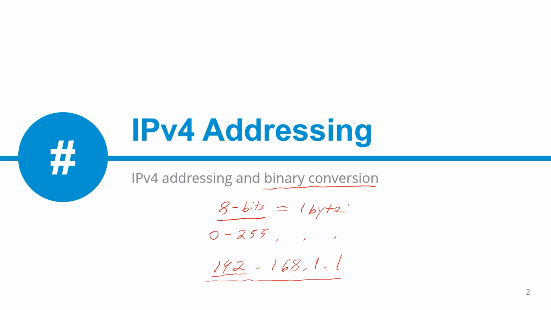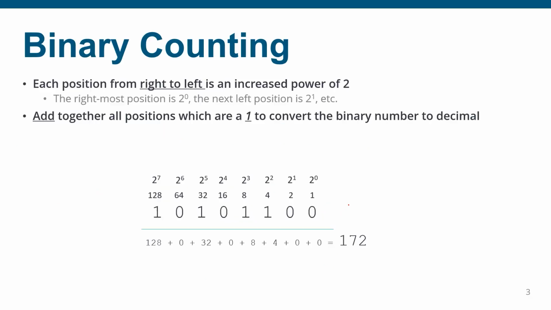So to understand how subnet masks and IP addressing really work, we need to understand what's happening at the binary level. It'll be much easier if we learn how to count in binary. As I mentioned, each section of our address is 8 bits, or 1 byte. These are equal to each other.